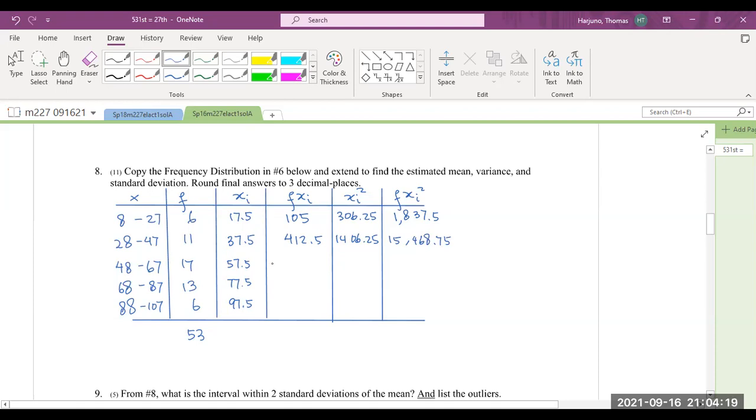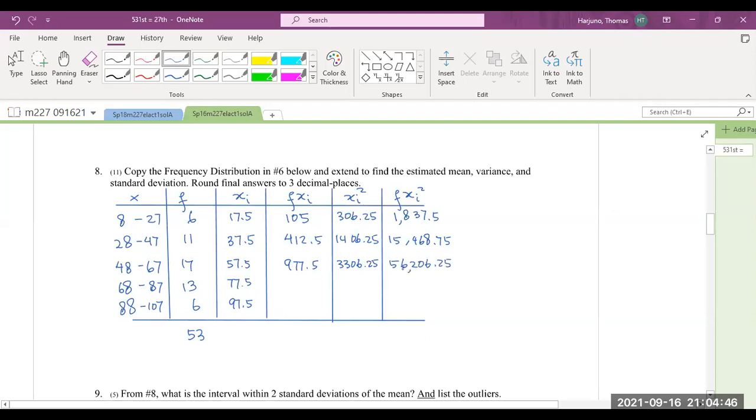17 times 57.5. 977.5. 57.5 squared is 3,306.25 multiplied by 17. 56,206.25.